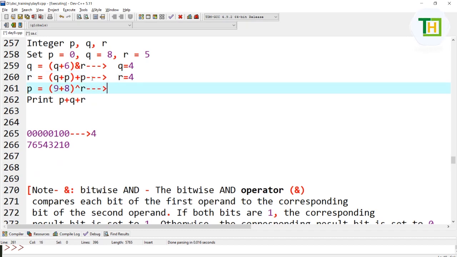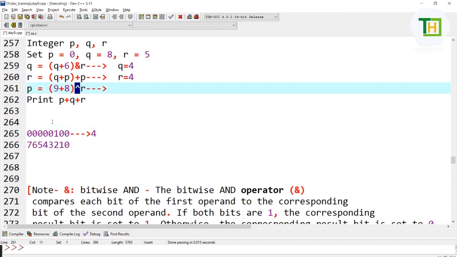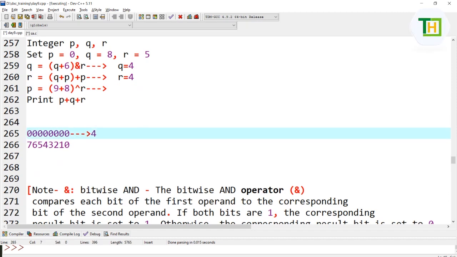Then going to the next expression, 9 plus 8, that is going to be 17. 17 XOR 4. What is 17 in binary here? 17 in binary means 16 and 1, that is 2 power 4 and 1. This is going to be 17.